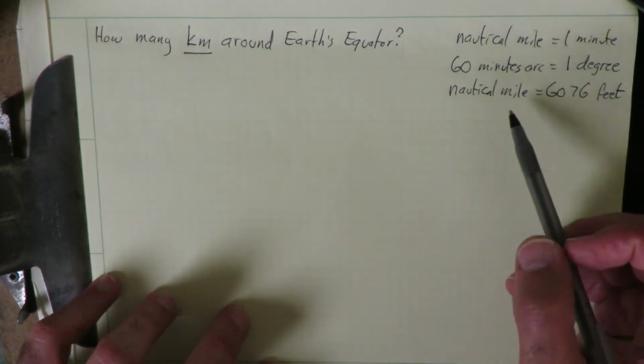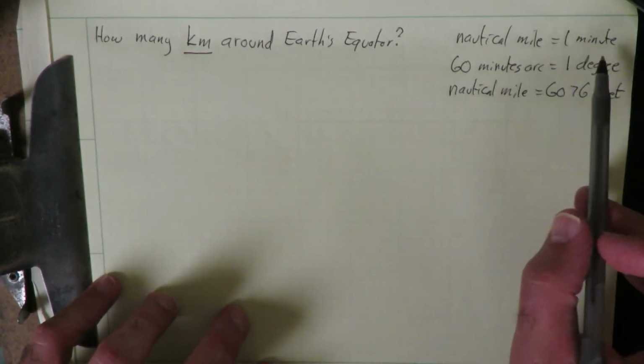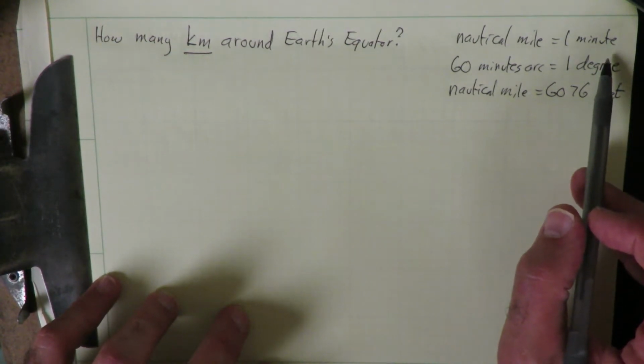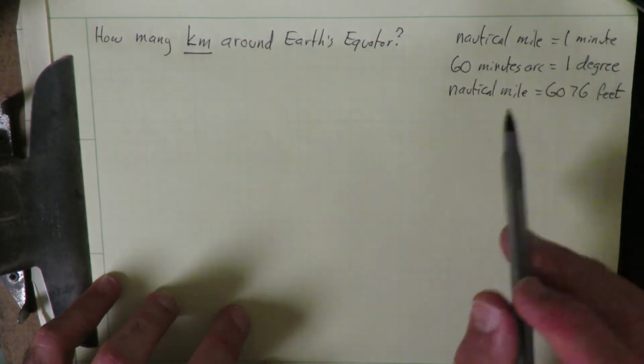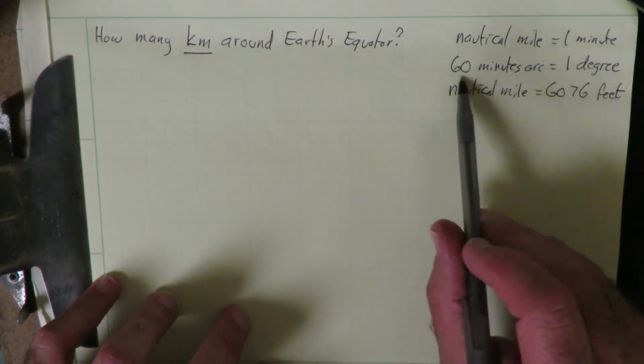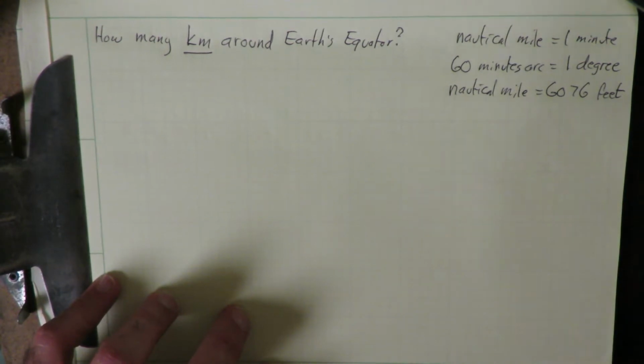Now, what's a nautical mile? How's that going to help us? Well, it turns out that 1 nautical mile is defined as 1 minute of arc. And I hear you asking, what is 1 minute of arc? Well, you've heard of 360 degrees in a circle? Well, if you divide each one of those degrees into 60 pieces, there are 60 minutes of arc in 1 degree. So if you cut a degree into 60 pieces, each one of those little pieces is called a minute.